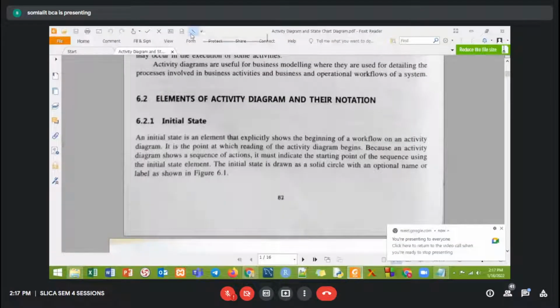Okay, and we need to specify the activities. That is all about the activity diagram. So let us go ahead and discuss the elements of the activity diagram and their notation. The first element of the activity diagram is the initial state. It shows that here the particular business process starts. That is the beginning of the workflow of an activity.